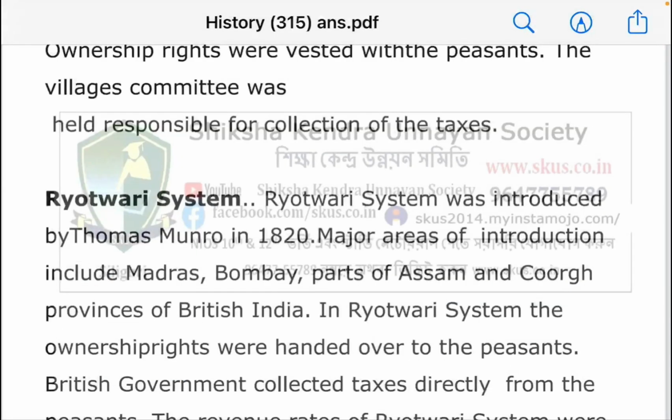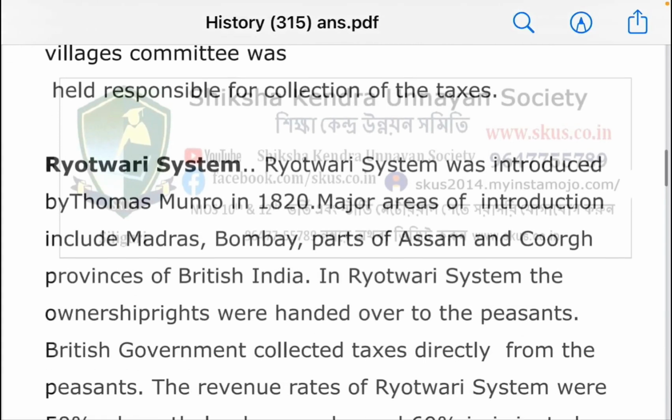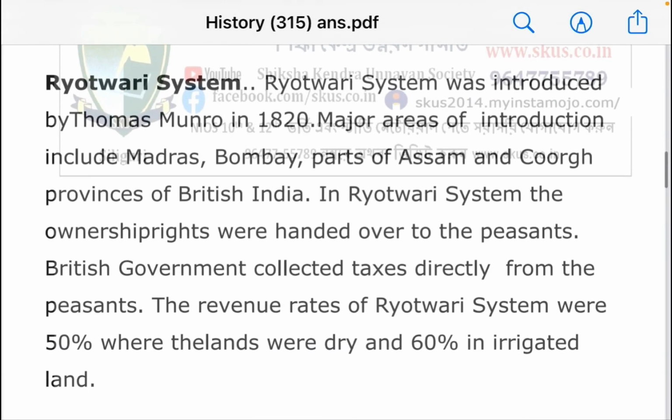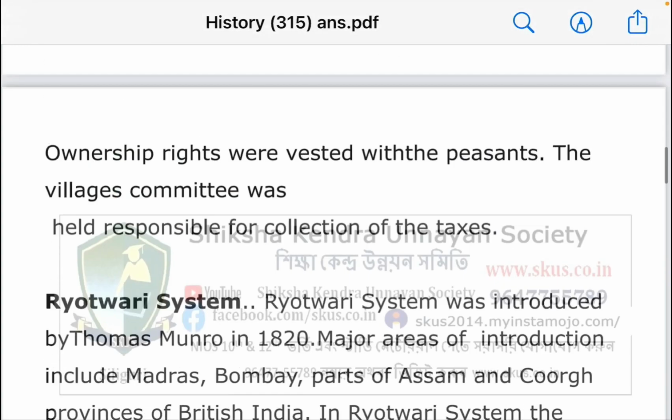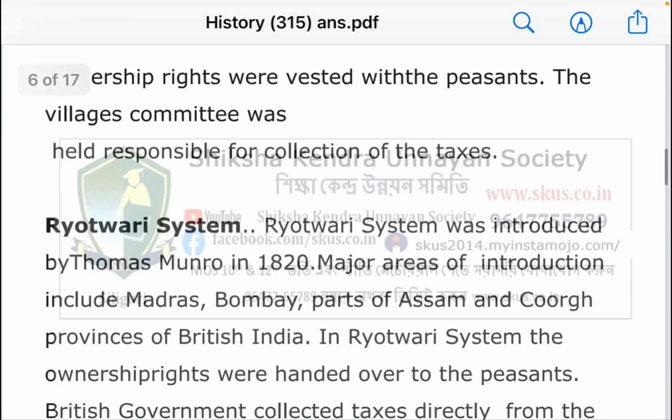Now, Ryotwari system. Ryotwari system was introduced by Thomas Munro in 1820. Major areas of introduction include Madras, Bombay, part of Assam and Coorg provinces of British India. In Ryotwari system, the ownership rights were handed over to the peasants. British government collected taxes directly from the peasants. The revenue rates of Ryotwari system were 50% where the land was dry and 60% in irrigated land. In this way, you can write the points of Mahalwari and Ryotwari system.